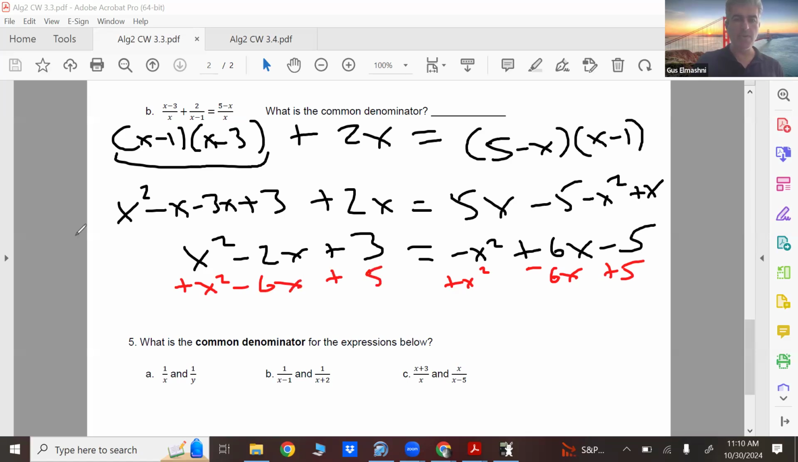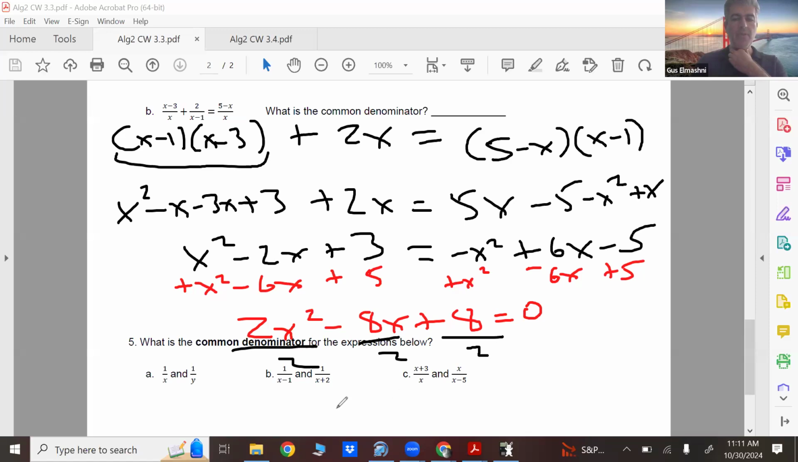So if we do it correctly, you should wind up with this: 2x squared minus 8x plus 8 equals 0. Then I could factor or divide by 2. So you should get x squared minus 4x plus 4 equals 0.